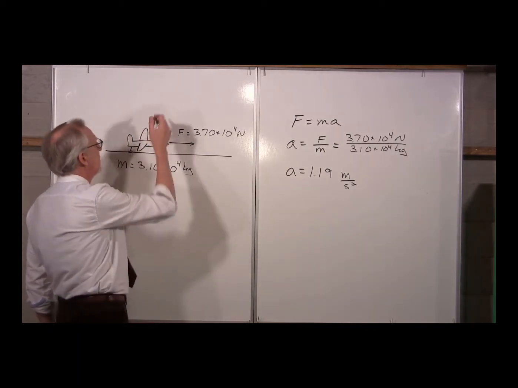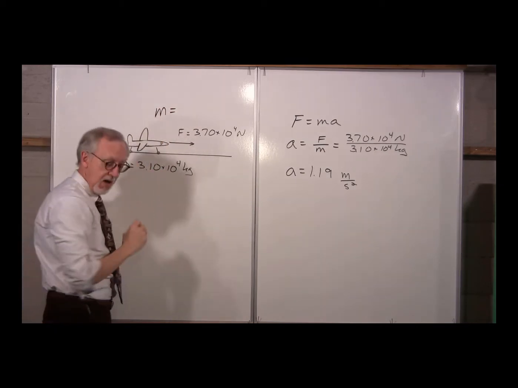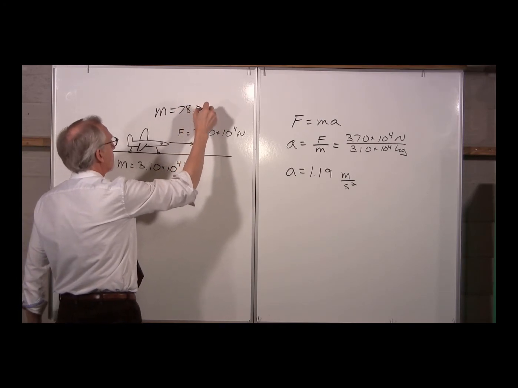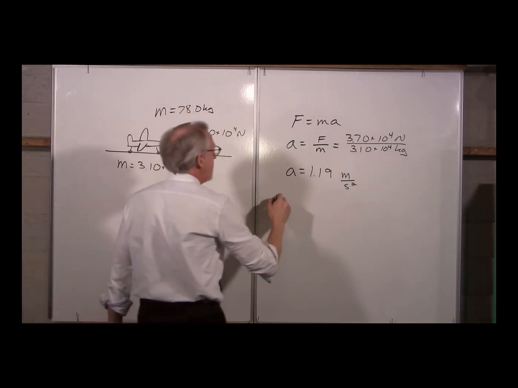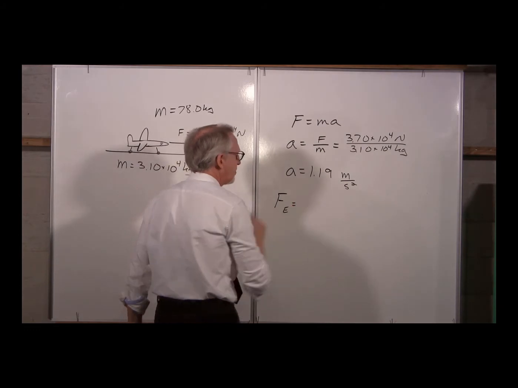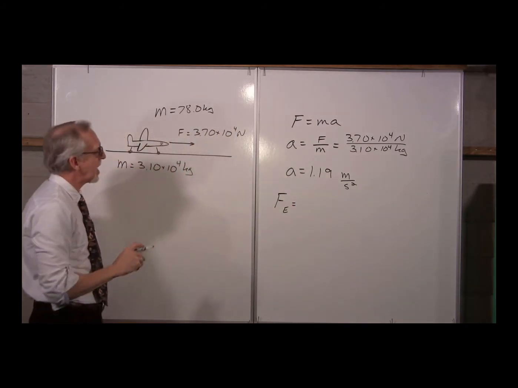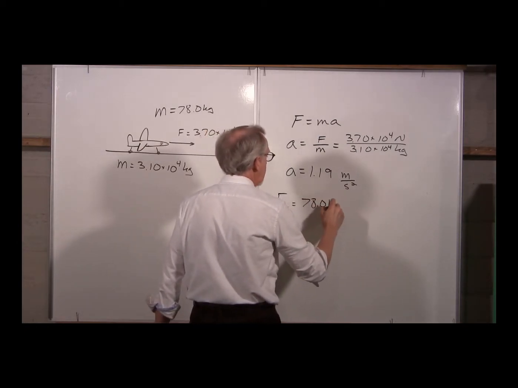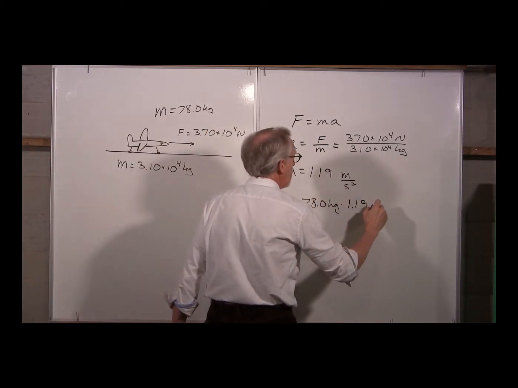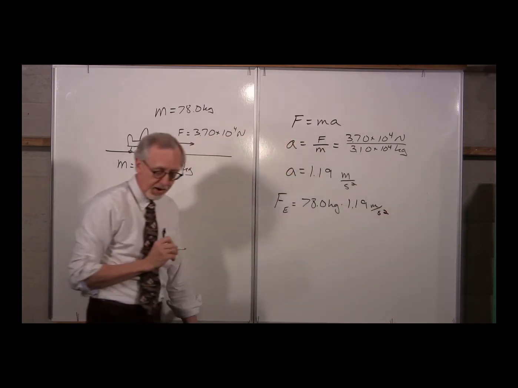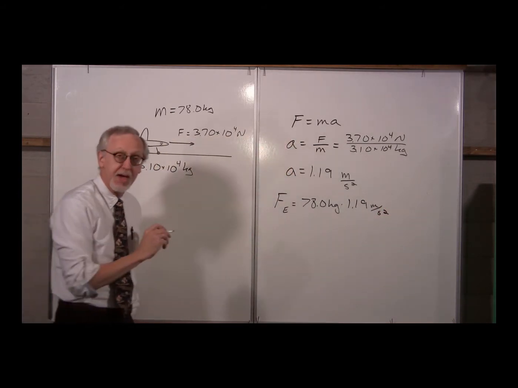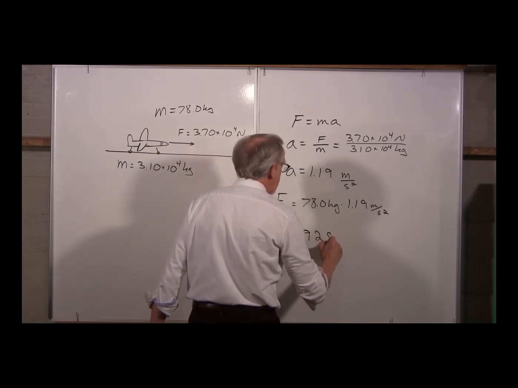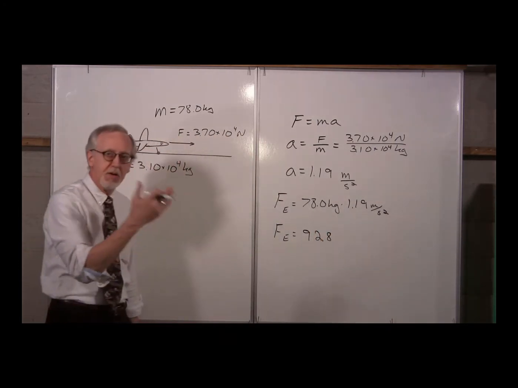Well, let's imagine that he's got a mass of, let's say, 78 kilograms. So, what is the force on Dr. Evil, the net force? Well, it's got to be his mass times acceleration, so that would be 78 kilograms times 1.19 meters per second squared. We multiply that out, and what do we get? We get the net force is 92.8 kilogram meters per second squared.